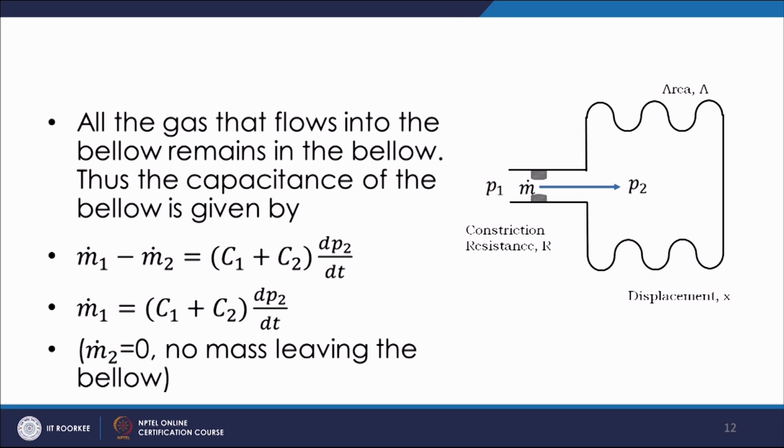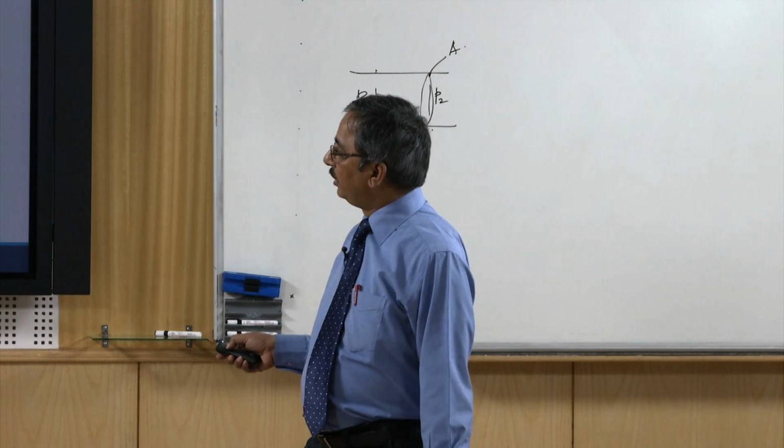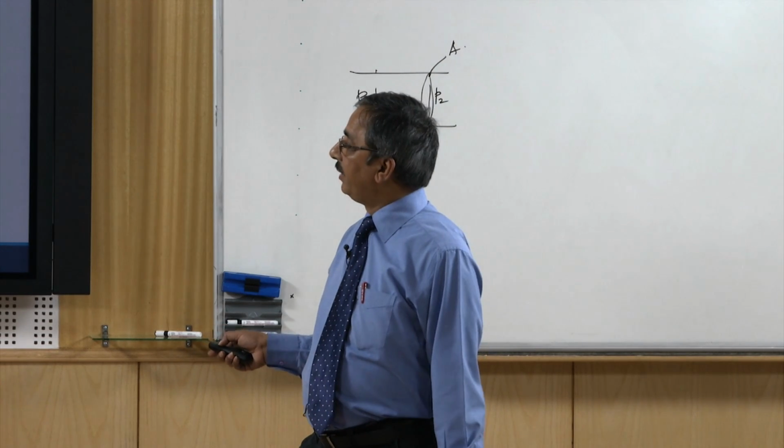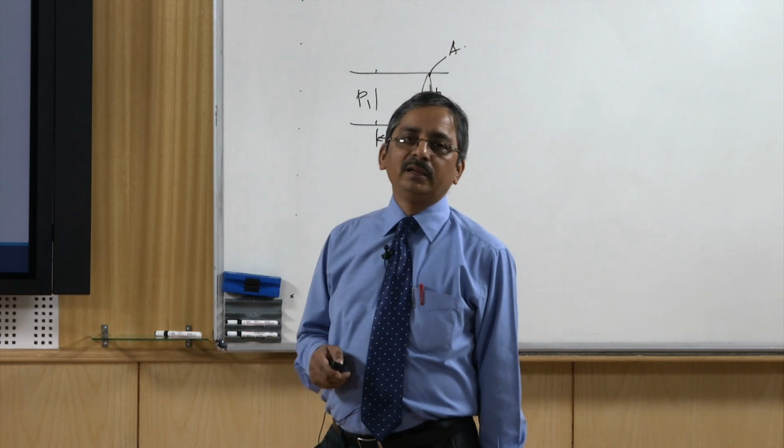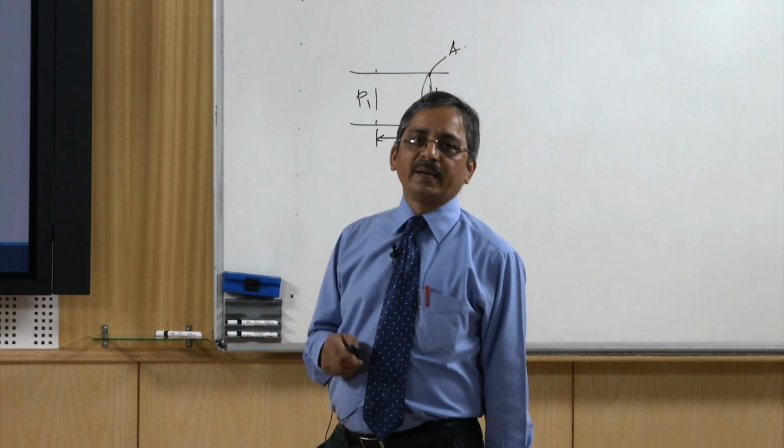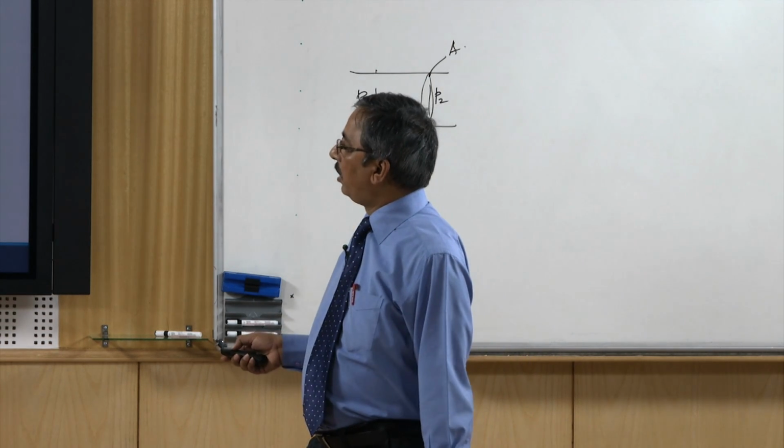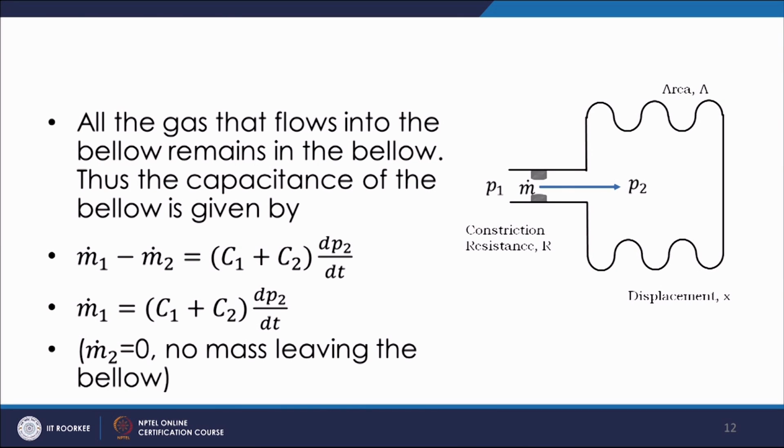Thus, the capacitance of the bellow is given by this relationship which we have seen for the capacitance of a pneumatic system, or this is the basic building block, the pneumatic capacitance building block definition which we have got: m1 dot minus m2 dot is equal to (C1 plus C2) dP2 by dt.